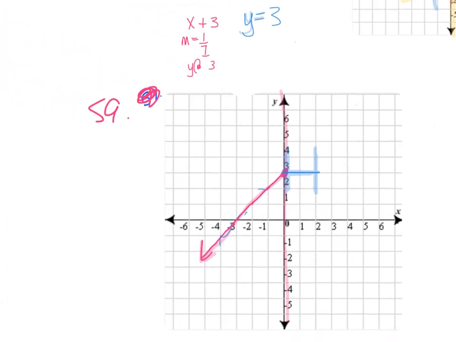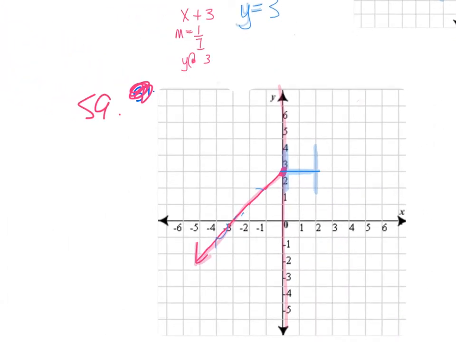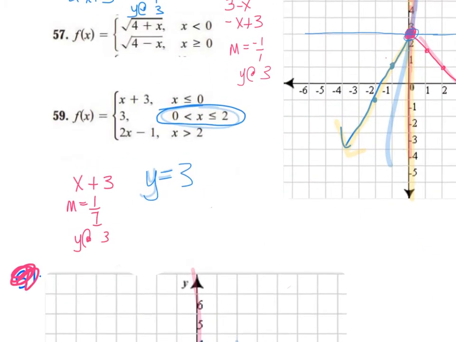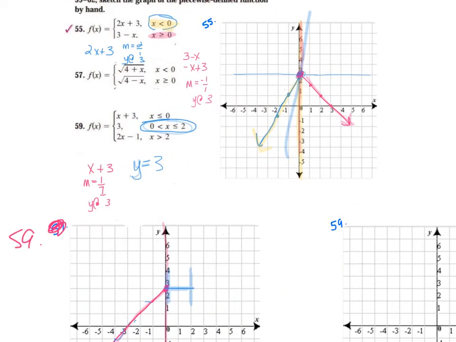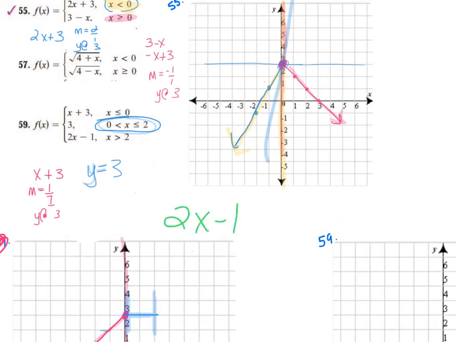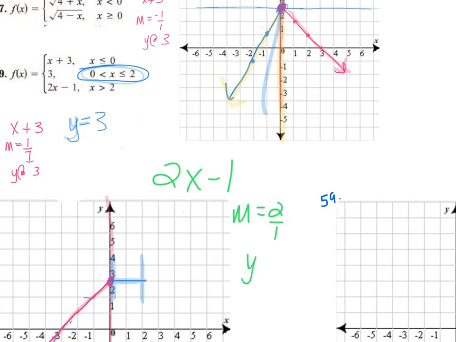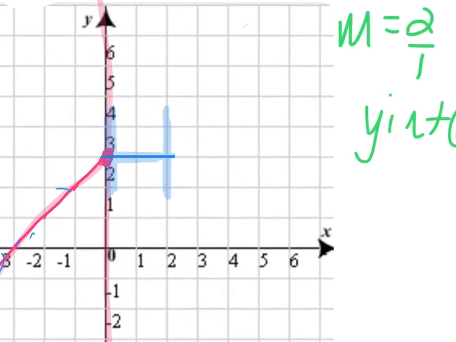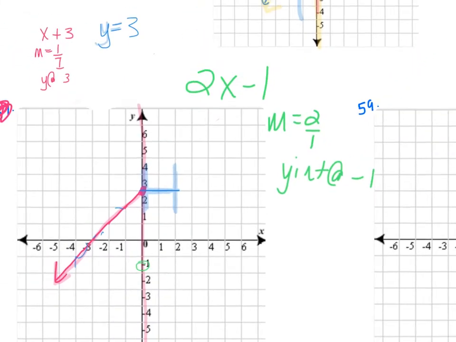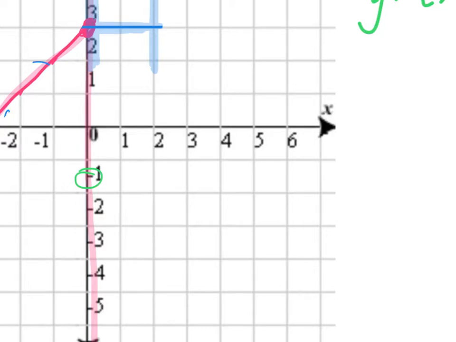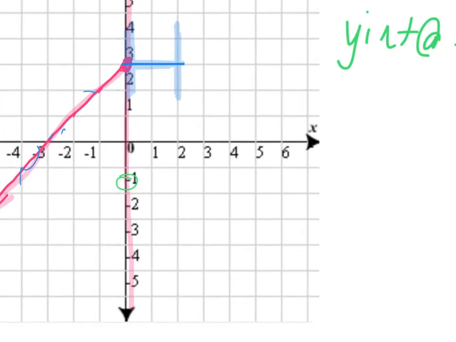Oh, okay. So then the last line that we have is 2x minus 1. So we'll do that in green. What's the slope for 2x minus 1? 2 over 1. And what's the y-intercept? Negative 1. And then my slope is 2. Is this a positive line or a negative one? Positive. So I'm going to go up 2 over 1.